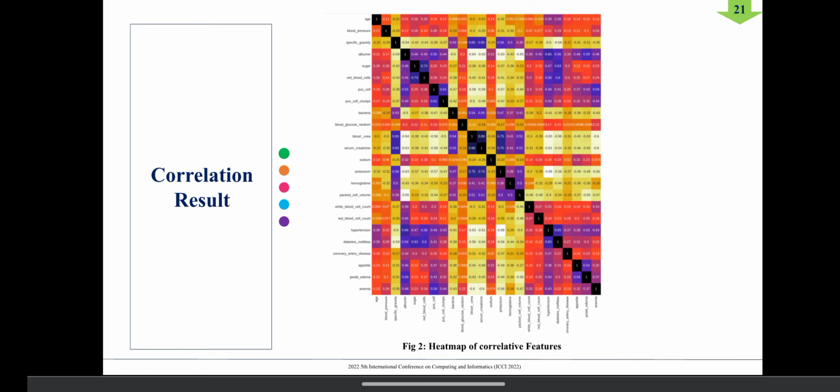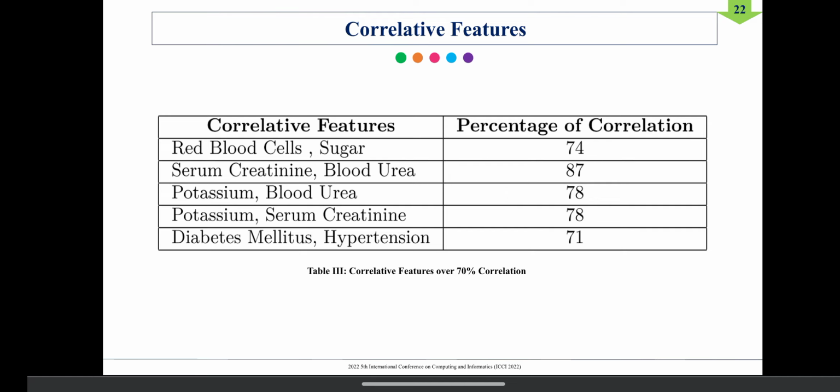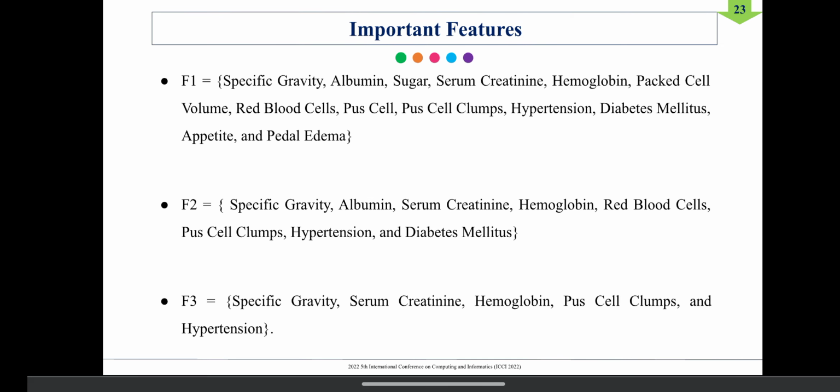To reduce redundancy, identifying correlative features is also important. We conduct the Pearson correlation check and find only 7 features have over 70% correlation. Figure 2 depicts the correlation among features, and Table 2 shows the correlative features which have over 70% correlation. We have only considered those features which have over 85% correlation. Finally, the hybrid feature selection technique imparts three subsets F1, F2, and F3, which include 13, 8, and 5 features respectively.